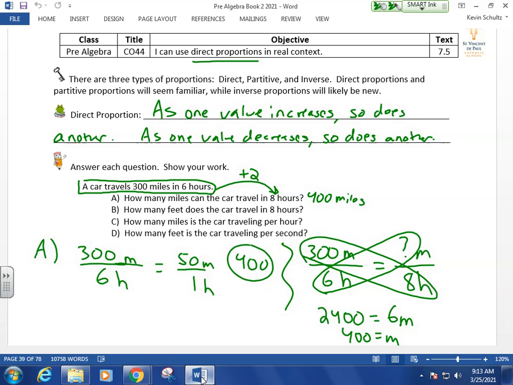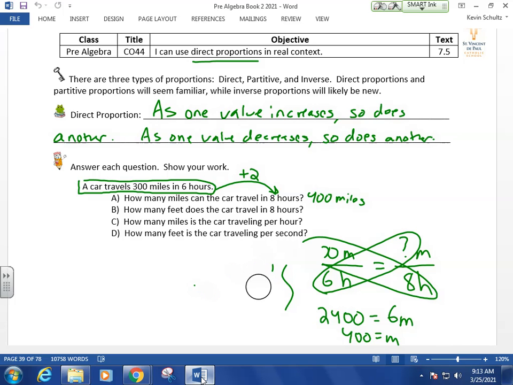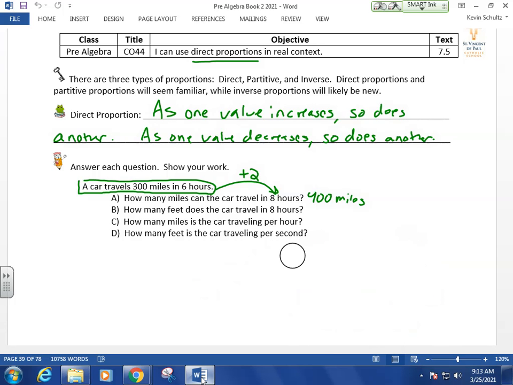Aiden? Unit conversion. We know how many miles. We want to know how many feet. Okay? So we're going to be converting 400 miles to feet. How are we going to start that? What do we know about miles and feet?